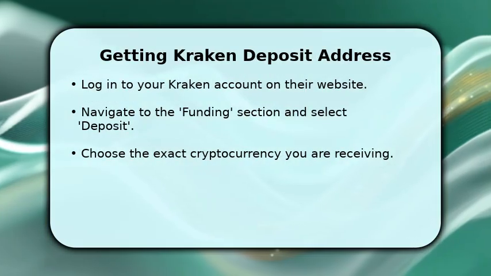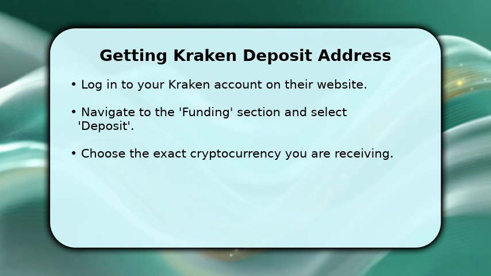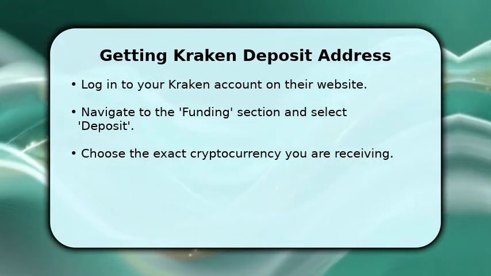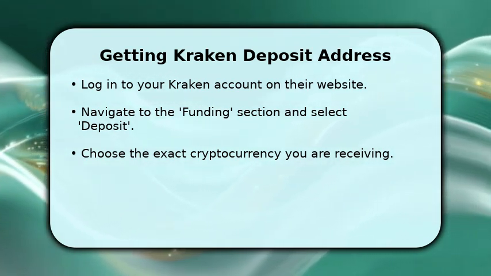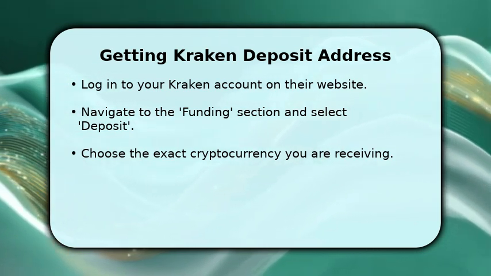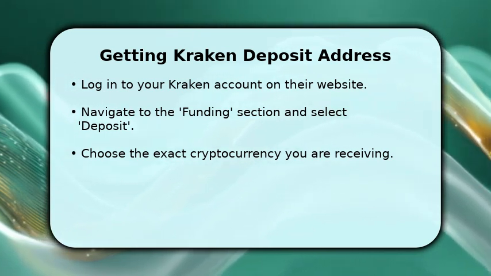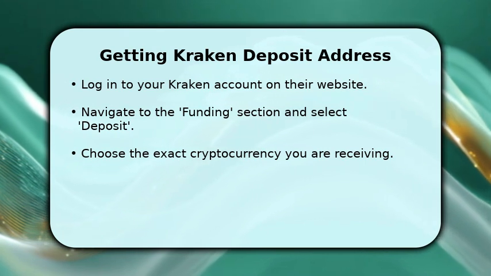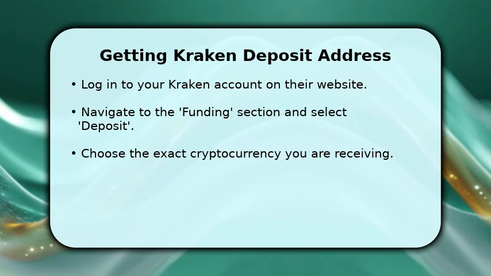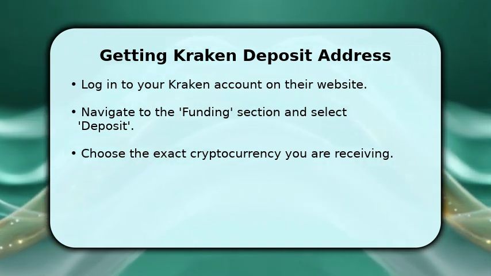To begin, you will need the correct deposit address from your Kraken account. Log into your Kraken account on their official website. Then, navigate to the funding section and select Deposit. It is critically important to choose the exact cryptocurrency you intend to receive, for example, Bitcoin or Ethereum. Once selected, Kraken will provide a unique deposit address. Carefully copy this address, as it is essential for the next step.